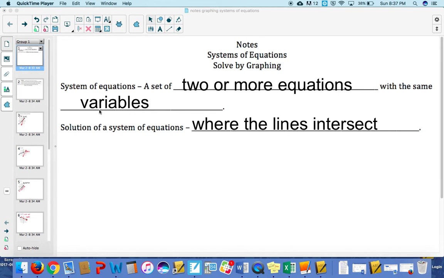Today we are taking notes over systems of equations, and we are going to solve systems of equations by graphing. A system of equations is a set of two or more equations with the same variables. We'll focus on variables x and y. The solution of a system of equations is where the lines intersect. Go ahead and hit pause if you need more time to write these down.